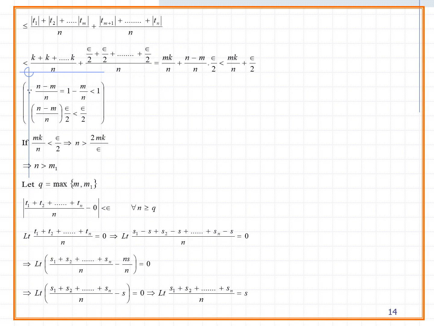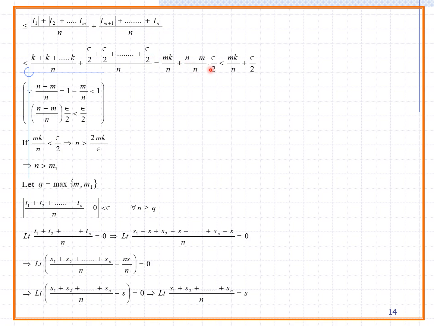Then you can apply the modulus on the two separate terms. The first term is up to Tm by n, the second term is m plus 1 up to Tn by n. Like this is up to 100, this is up to 200. So modulus T1 means a particular value, and that particular value you can treat as some k. So k plus up to k by n. The terms from Tm plus 1 you can treat as epsilon by 2, already proved, epsilon by 2 and so on. So k terms up to m, that you can write as mk by n. The other terms number n minus m, so n minus m by n into epsilon by 2.